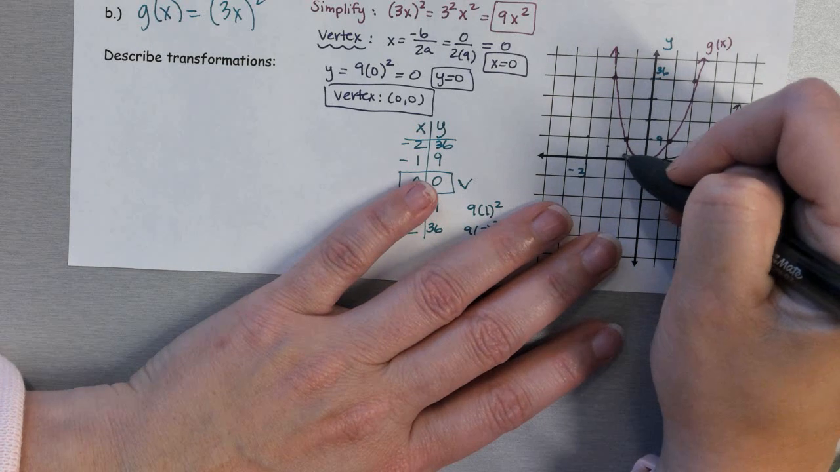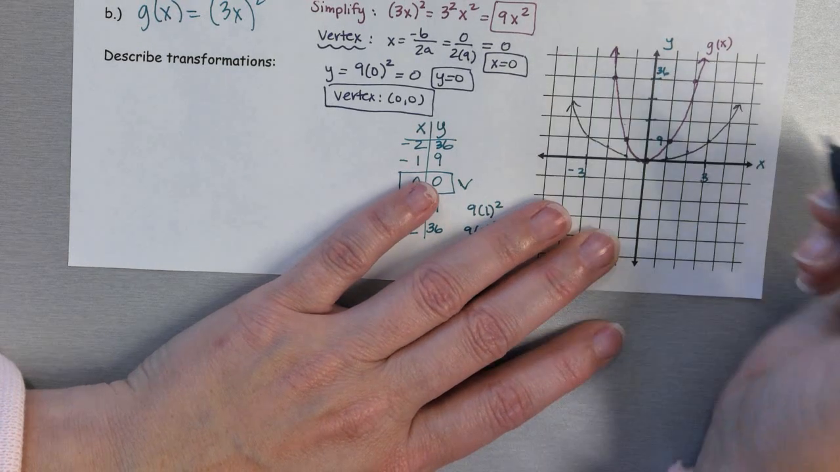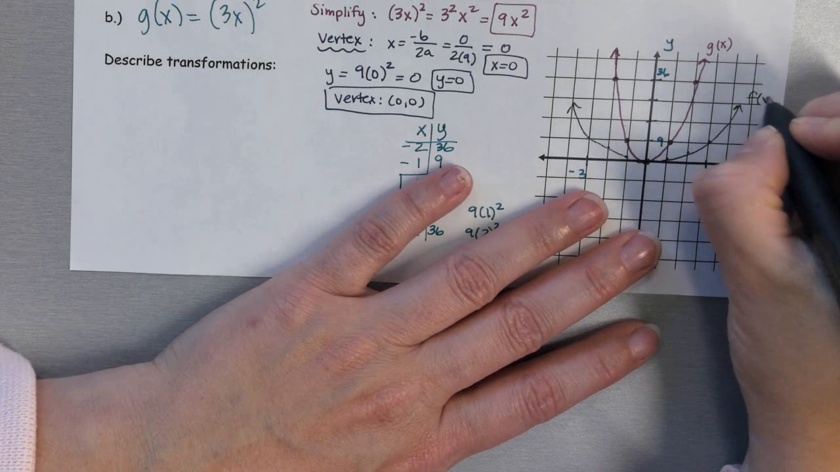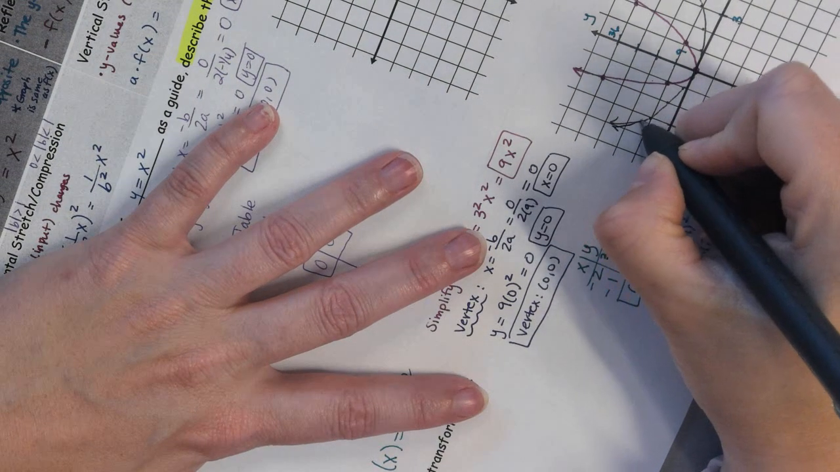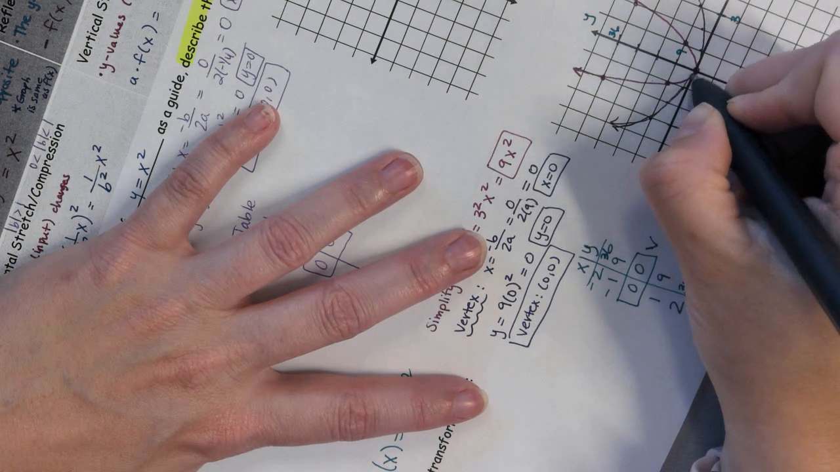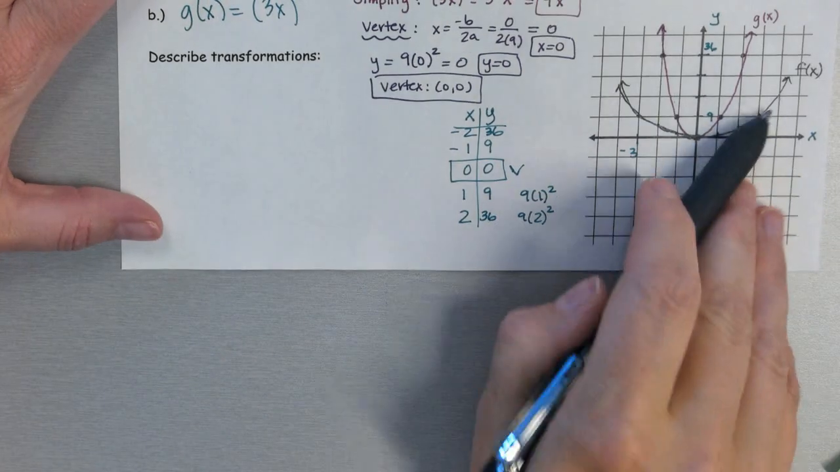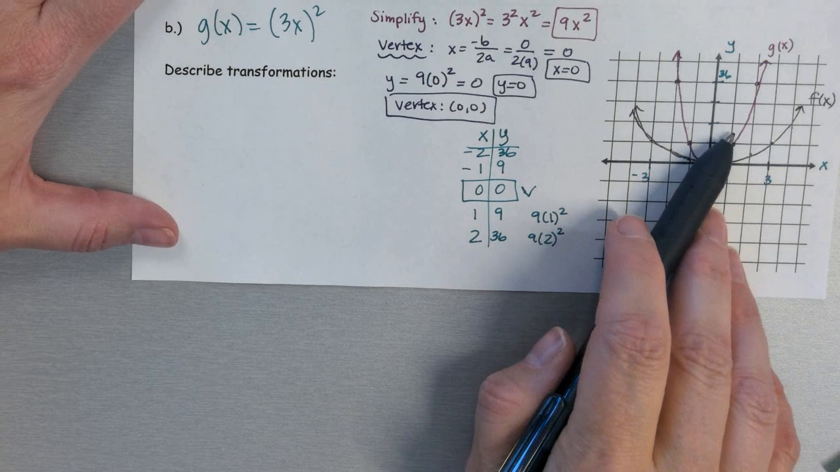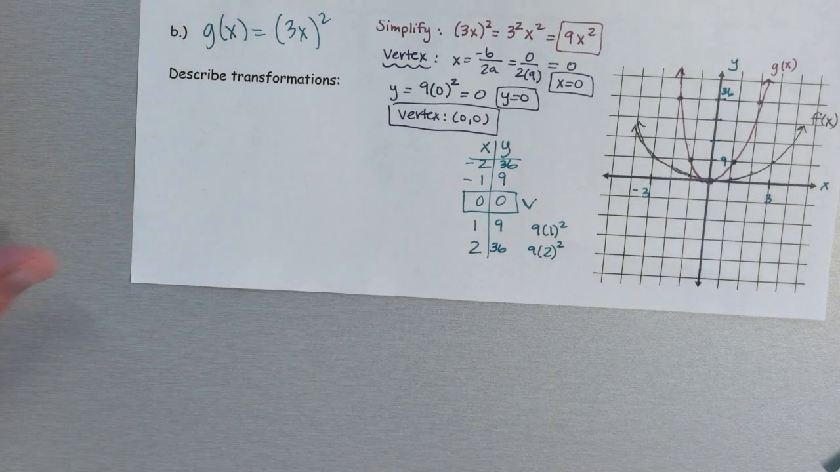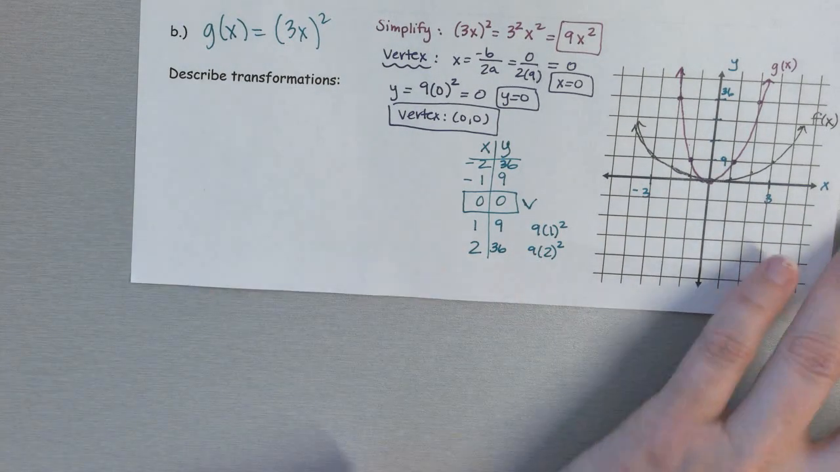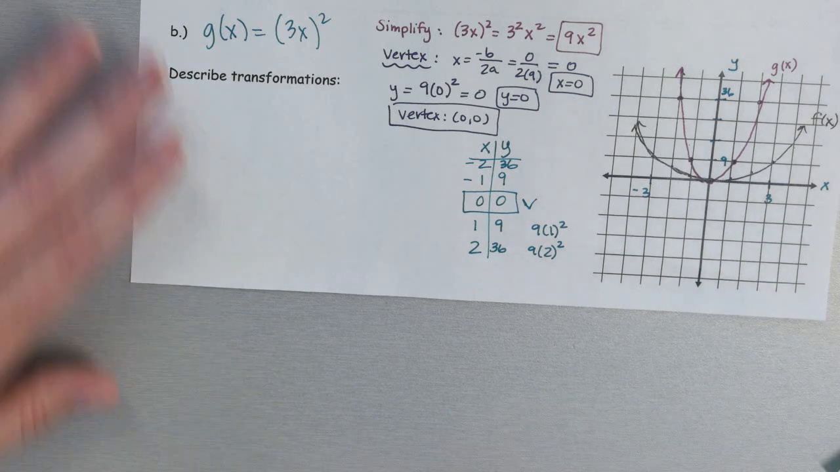So this is what your f of x would be. And again, the reason why it looks different is because your scale is different. So now you can do the comparison. You can see that this got narrower, right? Your g of x is narrower compared to f of x.